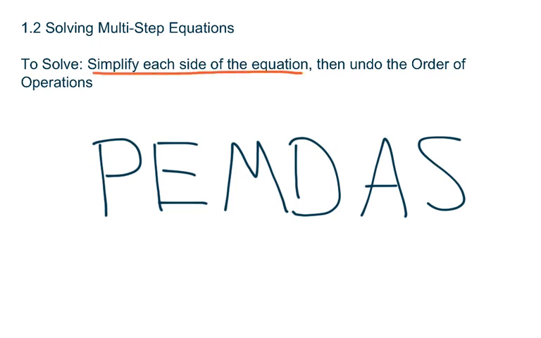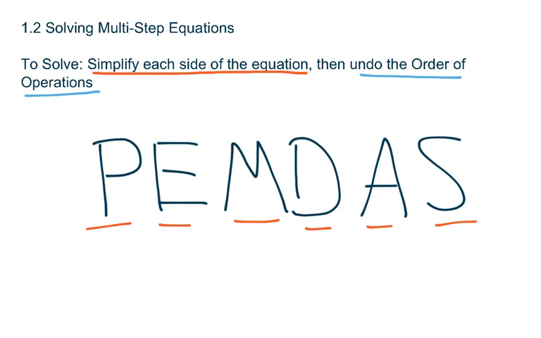We need to simplify each side of the equation, and then after we do that, we undo the order of operations. Now, for order of operations, if you're not familiar, remember it's PEMDAS. People say, please excuse my dear Aunt Sally. There's several different ways people remember. Remember, the P stands for parentheses, E for exponents, M for multiplying, D for dividing, A for addition, and S for subtraction. Okay, so we're going to undo the order of operations.